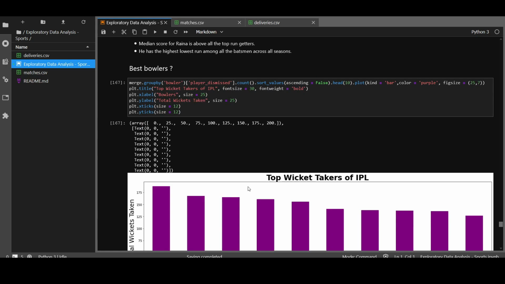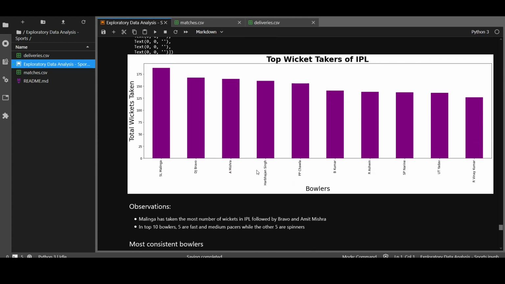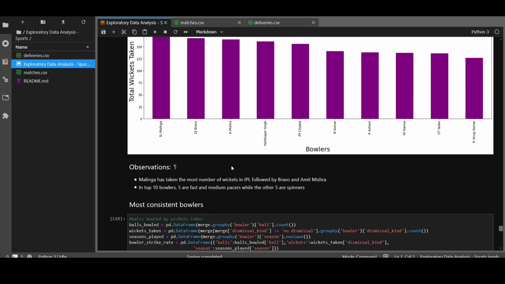Now we are going to the bowlers. Which bowlers have taken the most number of wickets? It's SL Malinga, then DJ Bravo, then Amit Mishra.